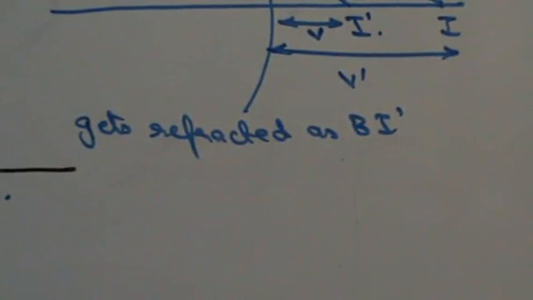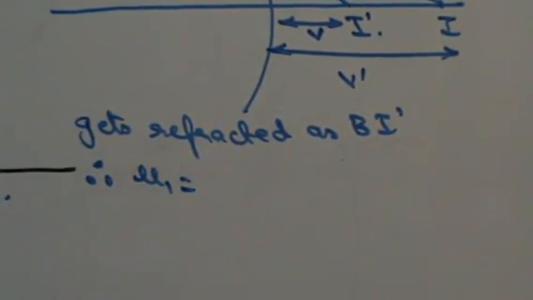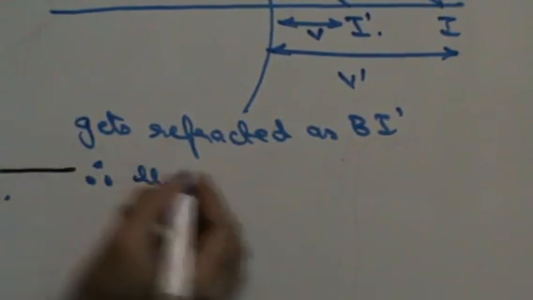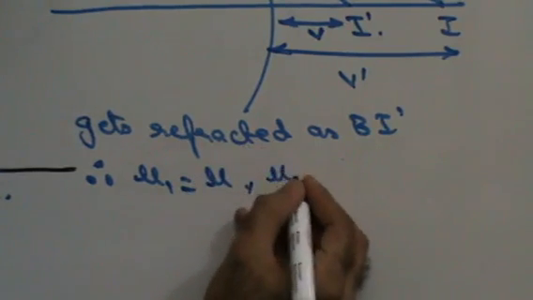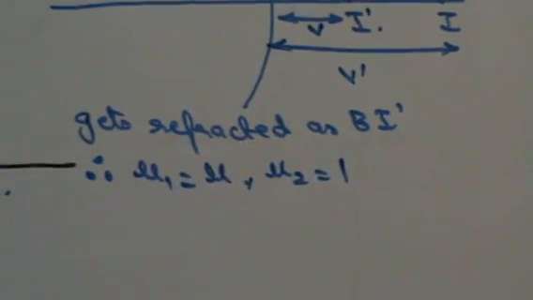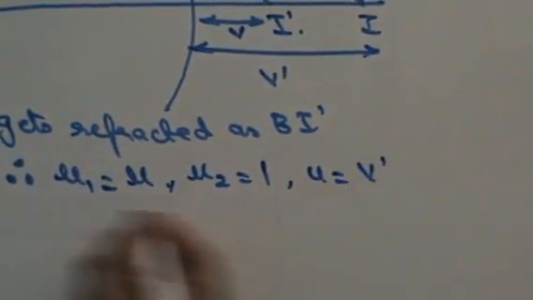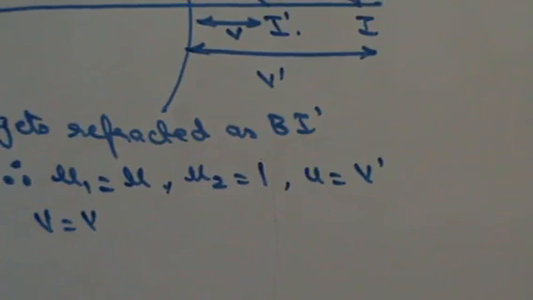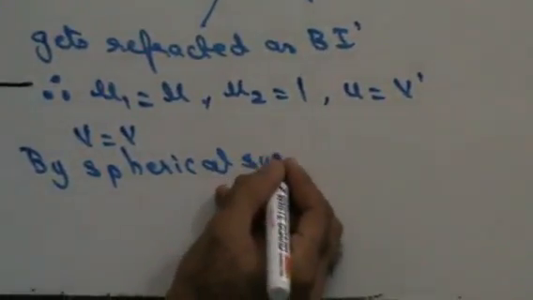Now, I can say therefore here mu1, the ray is already inside the lens. Since the ray is inside the lens, now it is moving from lens to air. So my first medium will be lens. My second medium will be air. The distance of the image U is going to be V bar, and V is going to be equal to V. Now again apply spherical surface formula.